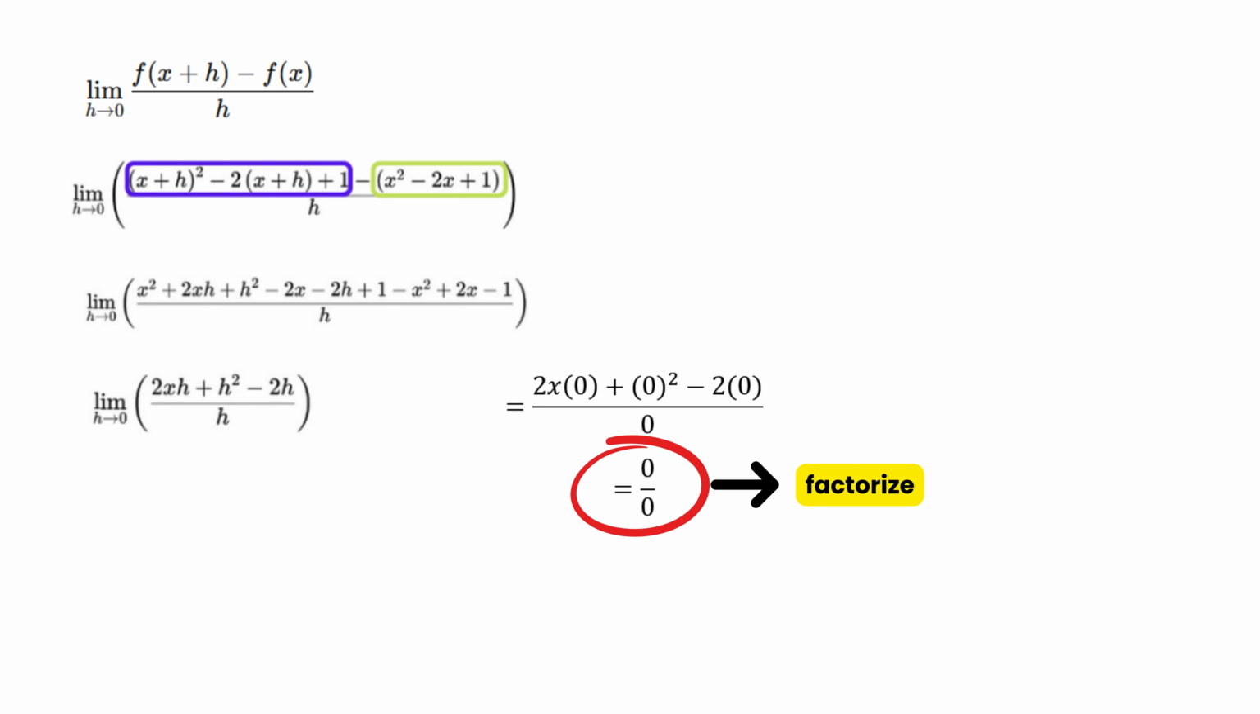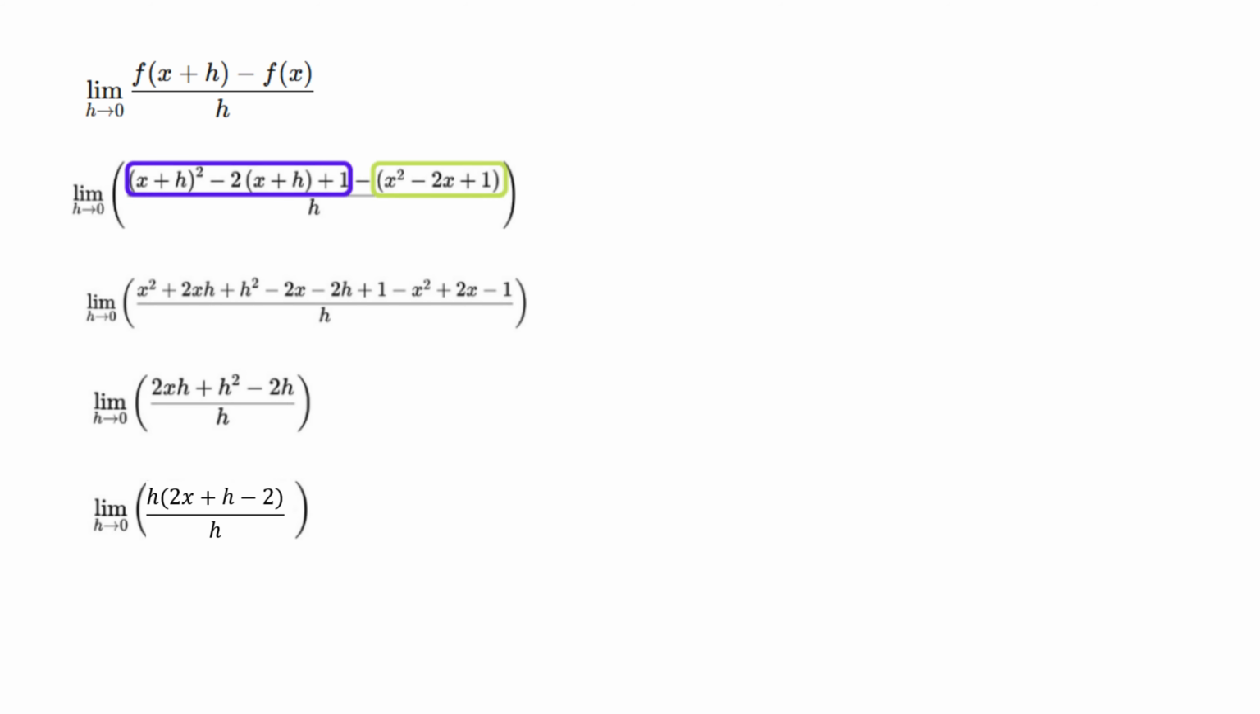Looking at the top of the fraction, we can see there's a common factor of h, so let's factor it out. Now we can cancel the h on top and bottom, and with no problems at all, we can plug in h equals 0 again. And boom, we're done. We've officially differentiated.